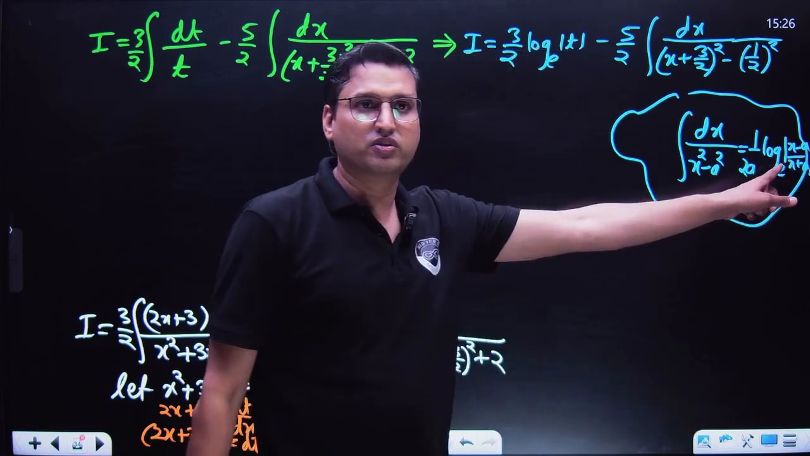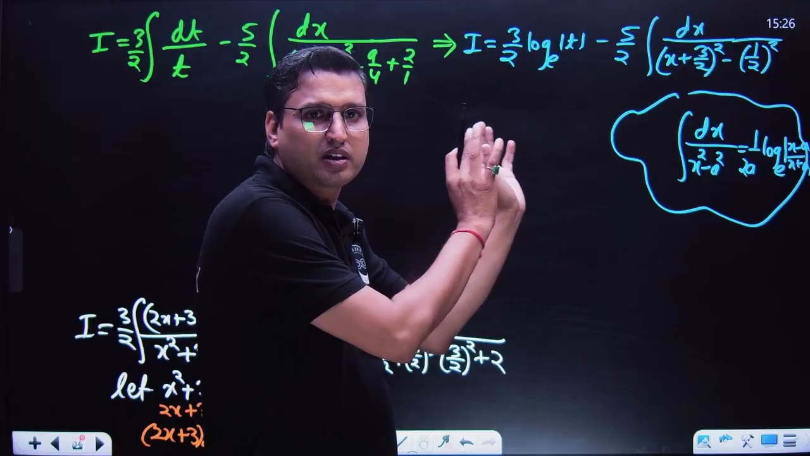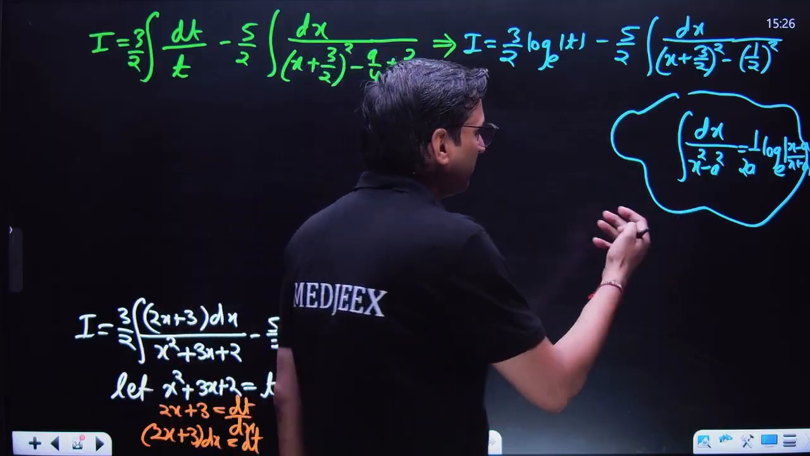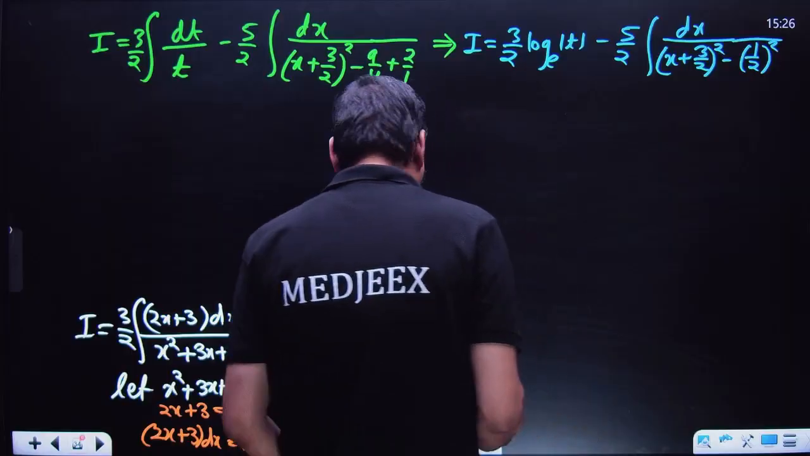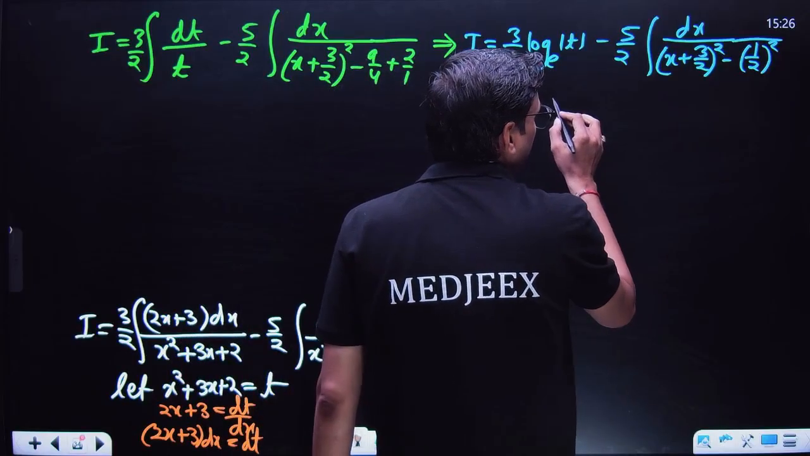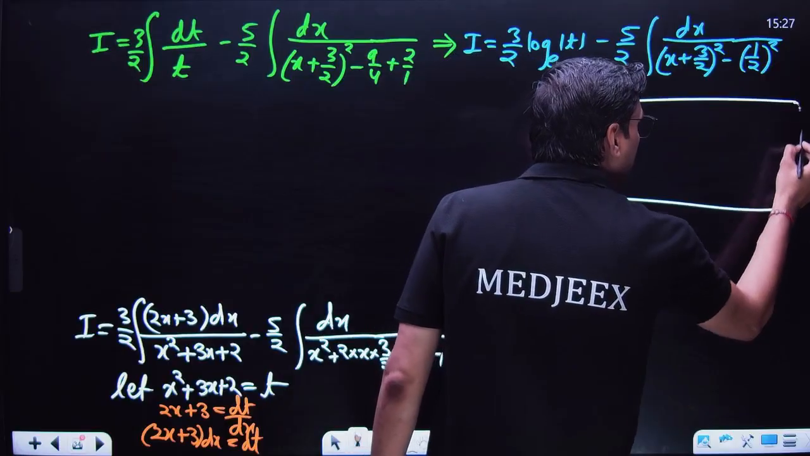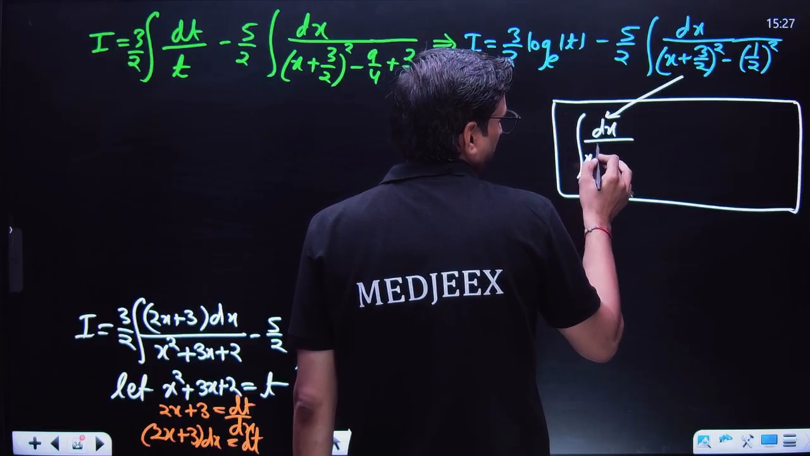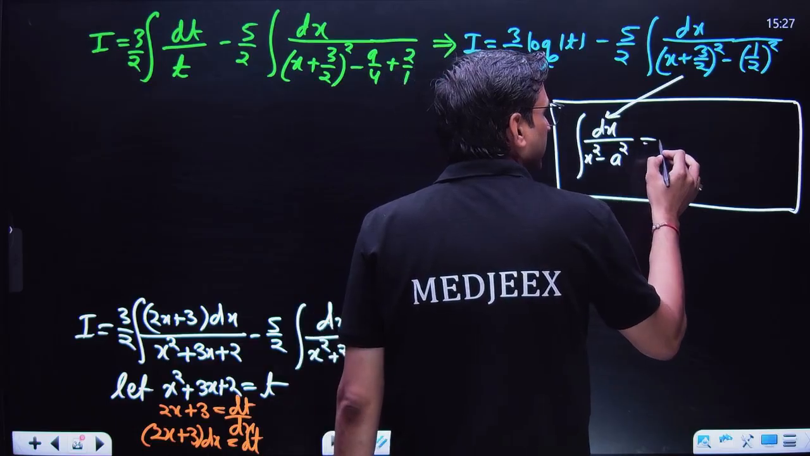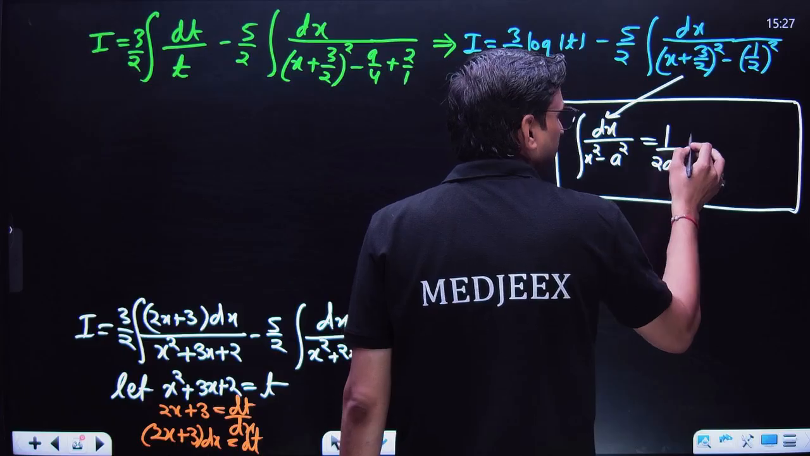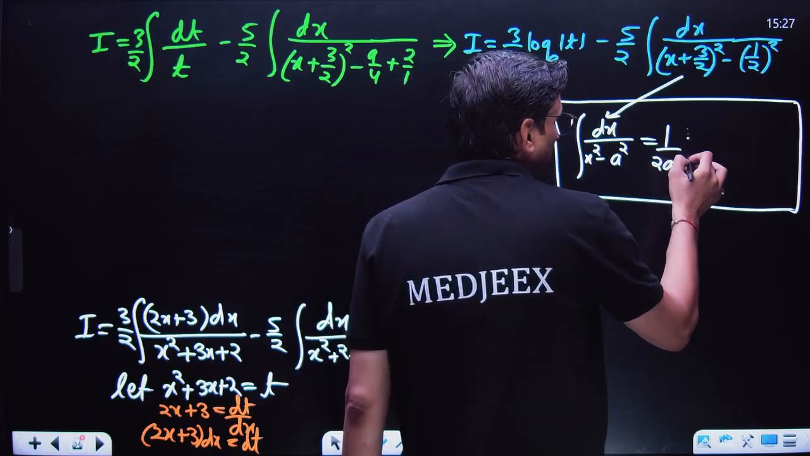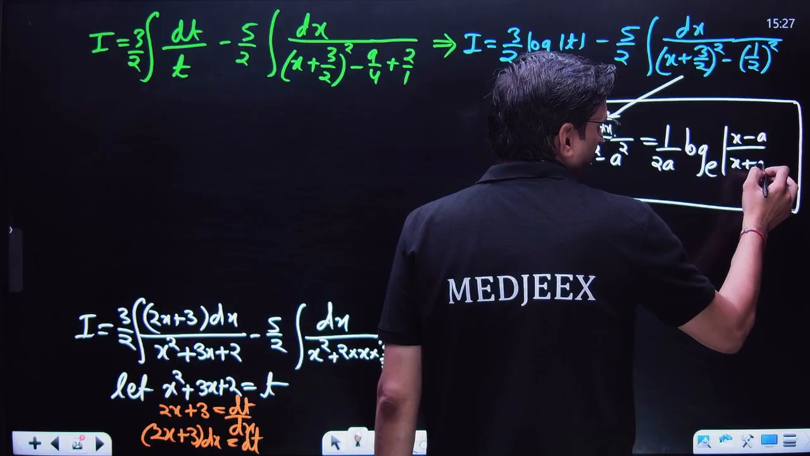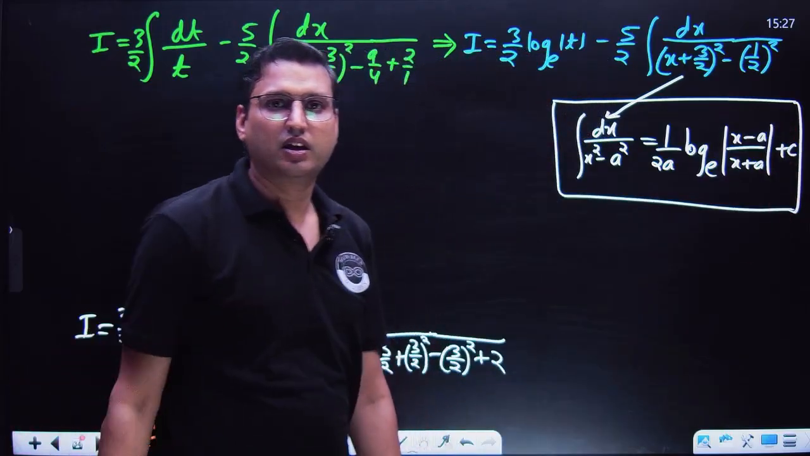I hope this is visible to all the students. I hope this is a little bit sticky over there, but you can see the last lecture also. This is the formula. Wait, I'll mention this formula. The formula of this one will be like this: dx upon x square minus a square will be written as 1 by 2 outside, natural log of modulus of x minus a upon x plus a plus integrating constant c. Yes or no?